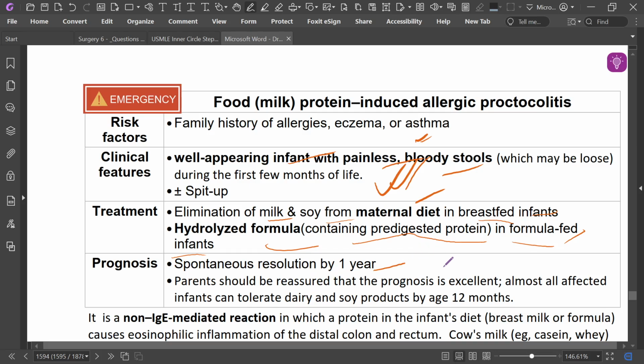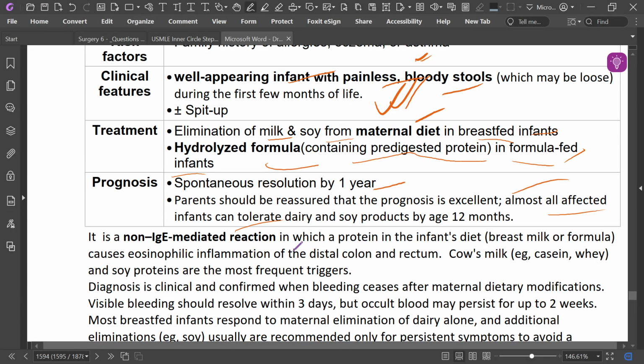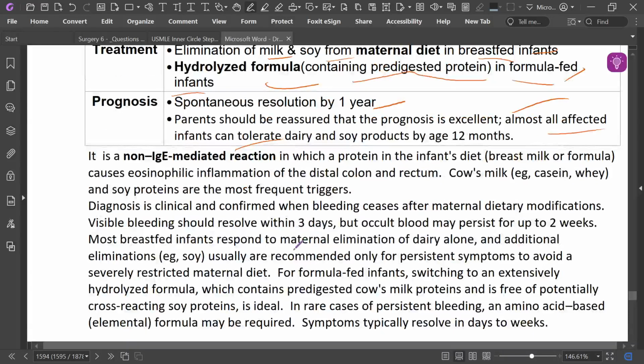Patients should be reassured; the prognosis is excellent. Almost all affected infants can tolerate dairy or soy products after age 12 months. It's a non-IgE mediated reaction in which protein in the infant's diet, breast milk or formula milk, causes eosinophilic inflammation of the distal colon and the rectum. Cow's milk, whey, and soy proteins are the most frequent triggers. Diagnosis is clinical, confirmed when bleeding ceases after maternal dietary modification.